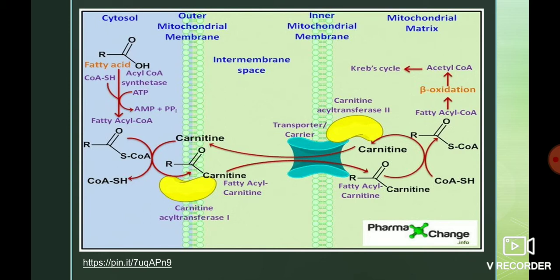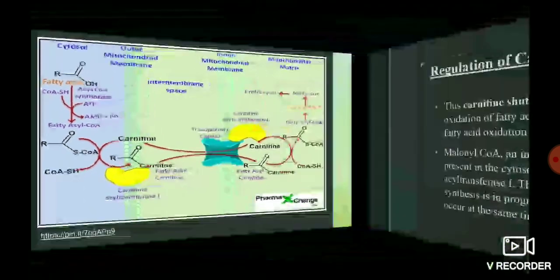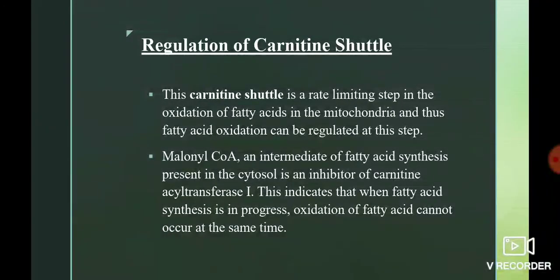After reaching inside the mitochondria, fatty acid will undergo beta oxidation to form acyl-CoA, which will further go to the Krebs cycle to generate energy. So that was the whole reaction. Now let's see its regulation.